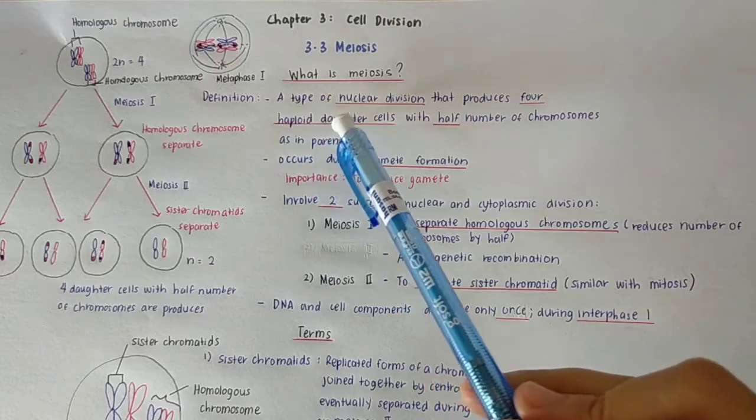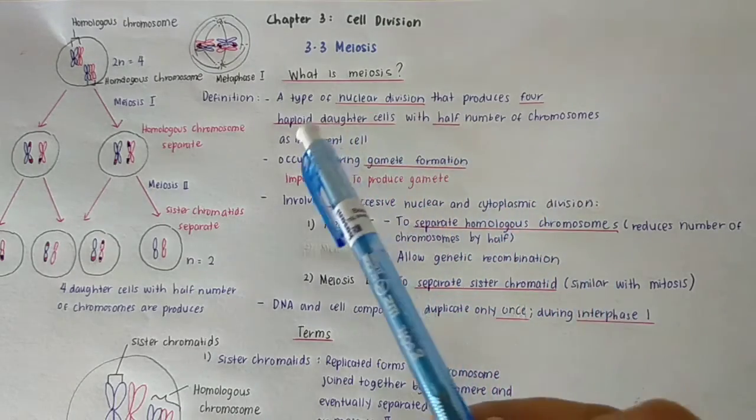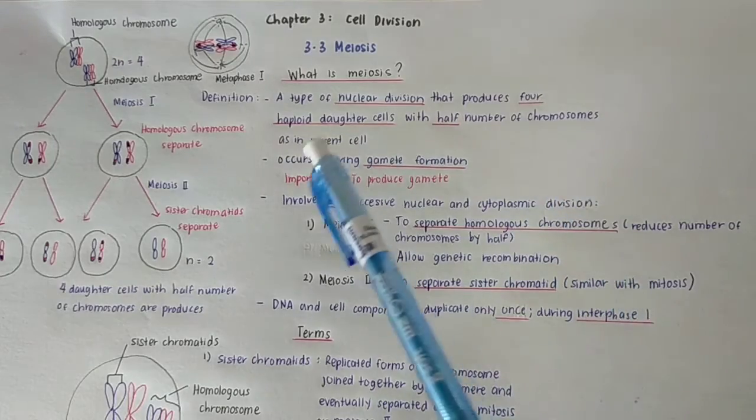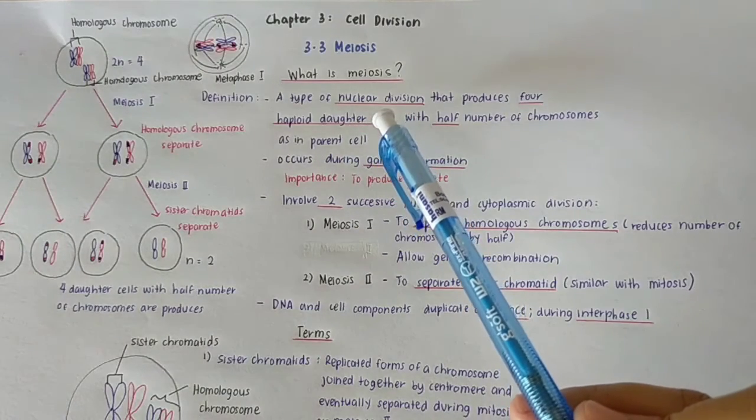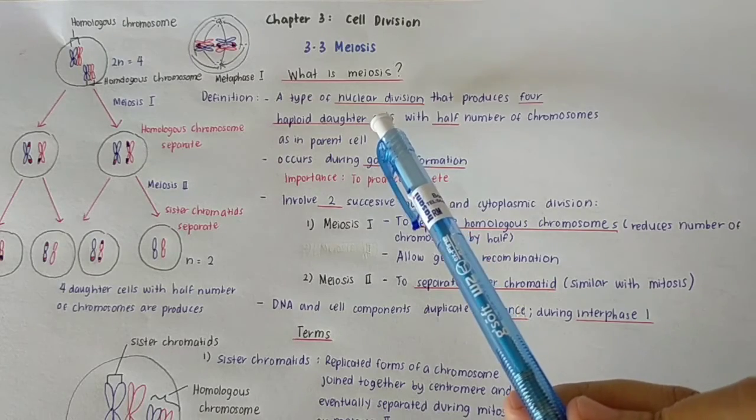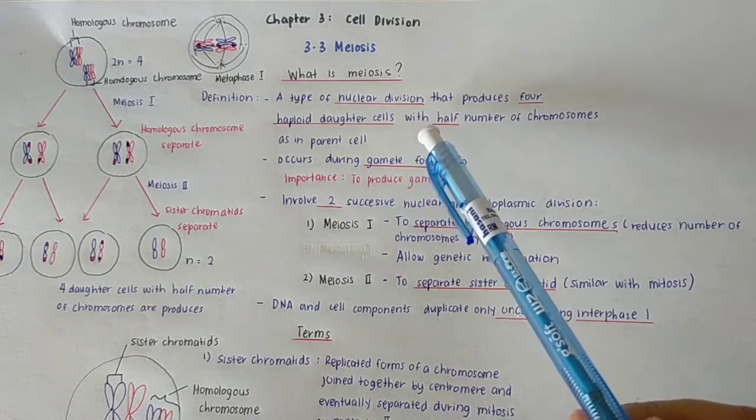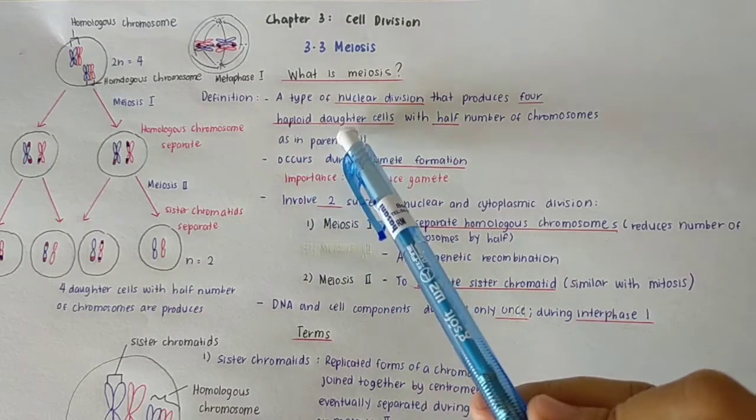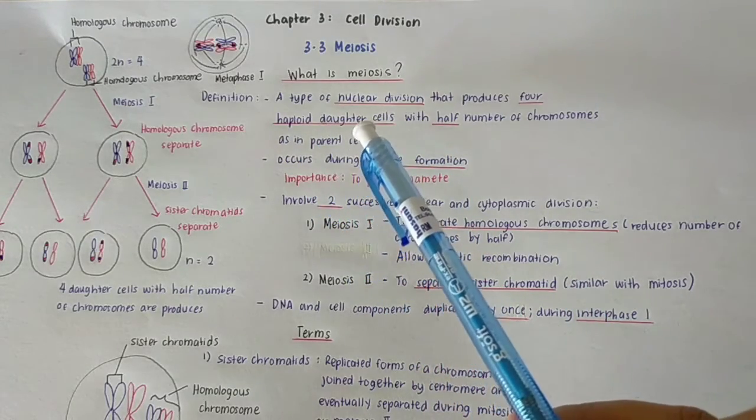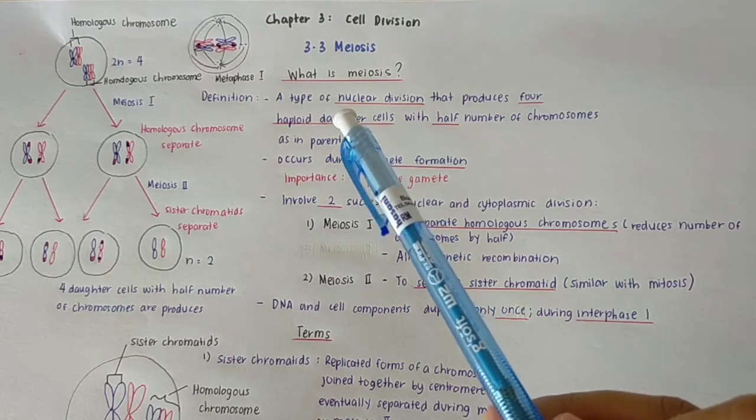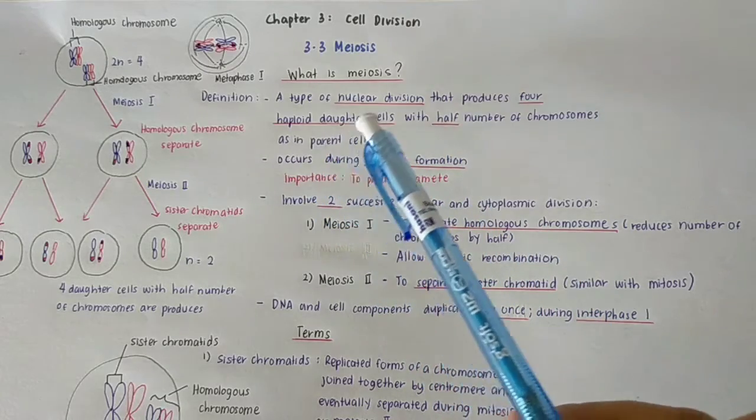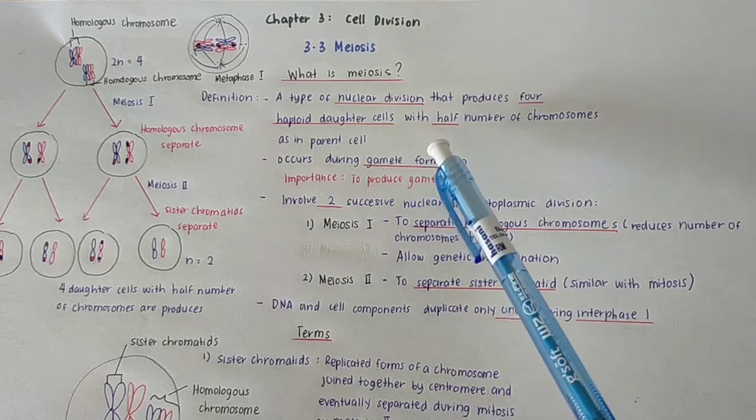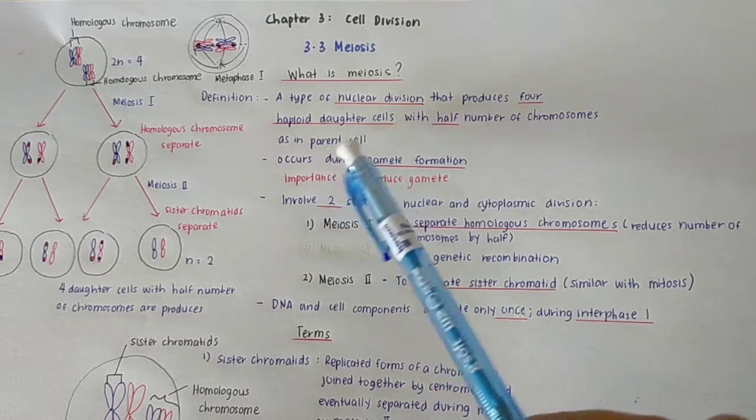Meiosis is a type of nuclear division that produces 4 haploid daughter cells with half the number of chromosomes as in the parent cell. Meiosis is also a type of nuclear division, so remember, nuclear division means meiosis also involves karyokinesis, which divides the nucleus. At the end of meiosis, it will produce 4 haploid daughter cells. Berbeza dengan mitosis, at the end of mitosis, it will produce 2 diploid daughter cells. But for meiosis, it will produce 4 haploid daughter cells, and each daughter cell has half the number of chromosomes as in the parent cell.